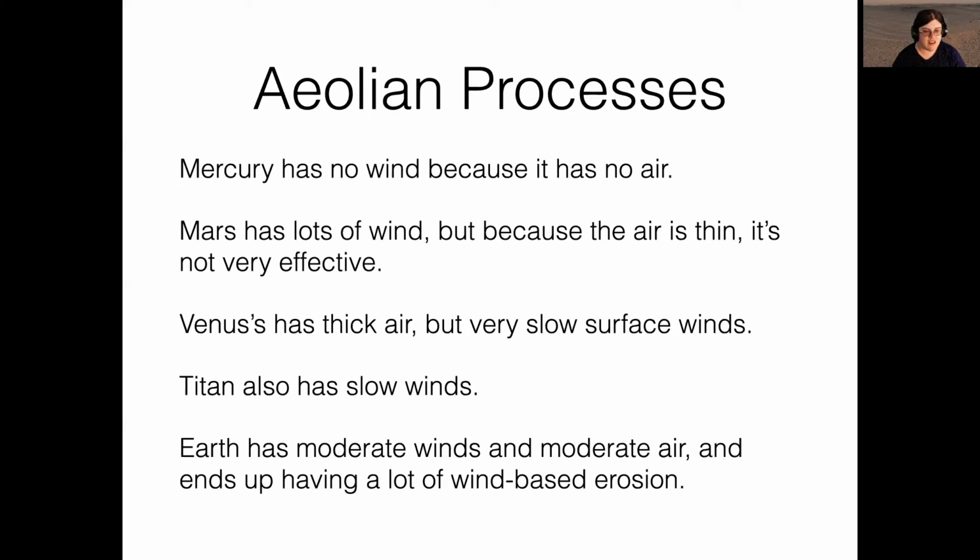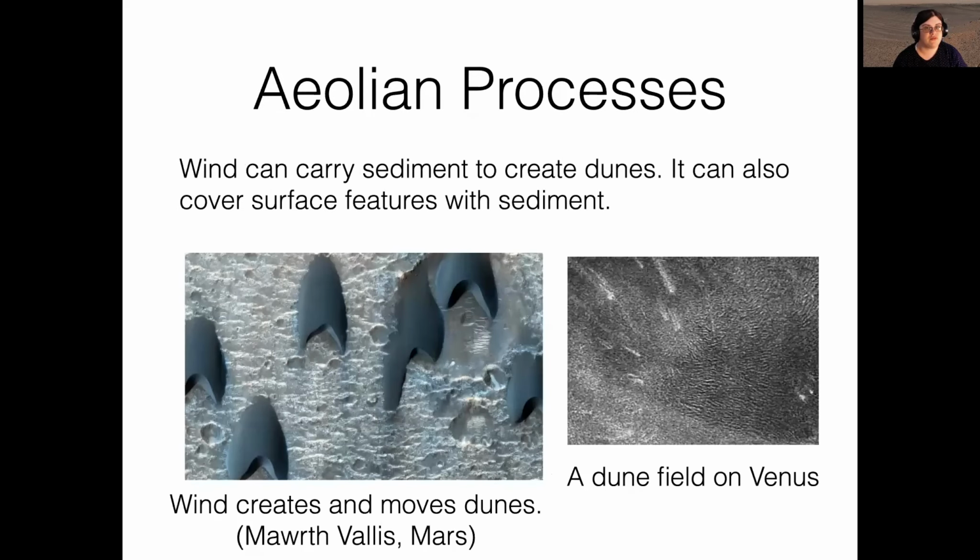Earth is kind of, like many things, in the Goldilocks zone. It's got stronger winds than Venus and Titan. It's got more air than Mars. So it ends up having a lot of wind-based erosion. Now, the only reason we don't notice it as much is because Earth also has a lot of water-based erosion. So we tend to see the wind-based erosion features a lot more in very dry regions like deserts or Antarctica, which is also a desert.